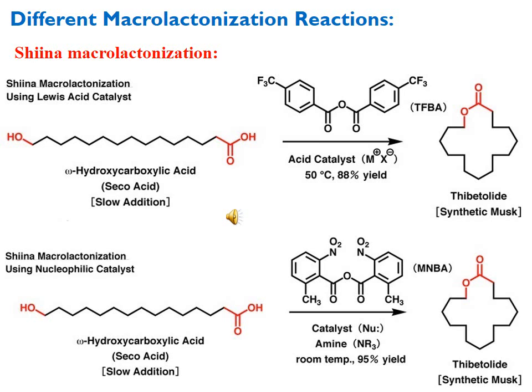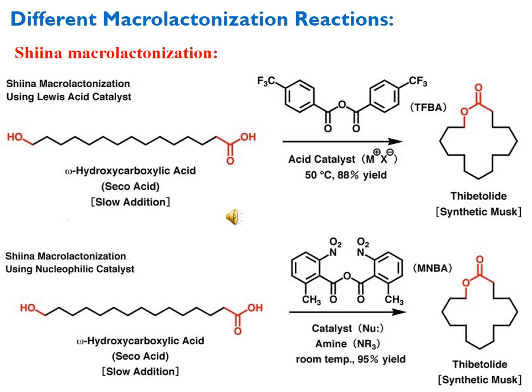And this is treated using a Lewis acid catalyst. It is treated with trifluorobenzoic anhydride, and a Lewis acid catalyst is used here, like aluminum chloride, etc. We know that a Lewis acid is the acid which can accept a lone pair of electrons, and the donating species is termed as a Lewis base. A temperature of 50 degrees C is required in the case of Lewis acid, and we get 88% yield of this thibitolite lactone, which is a synthetic musk.